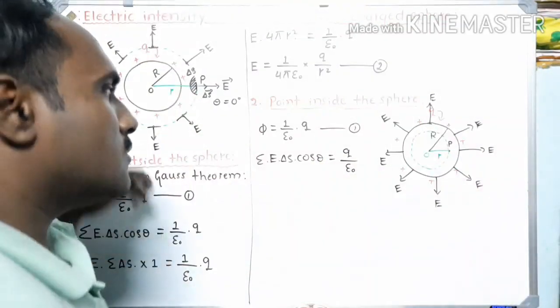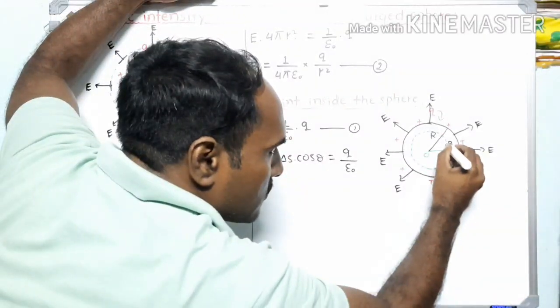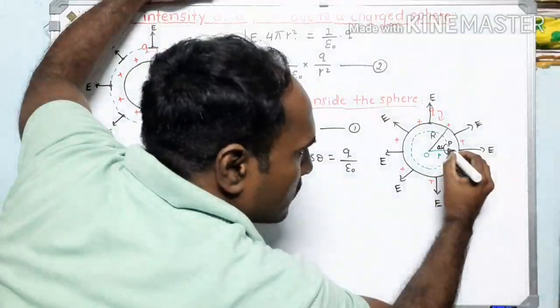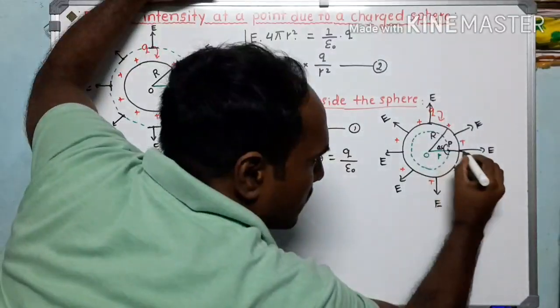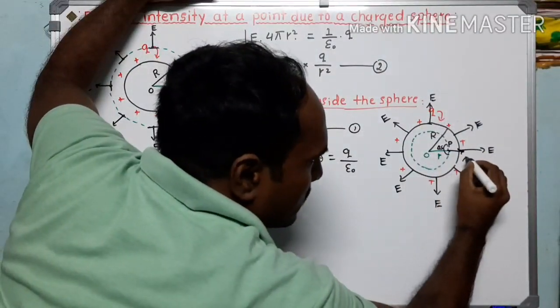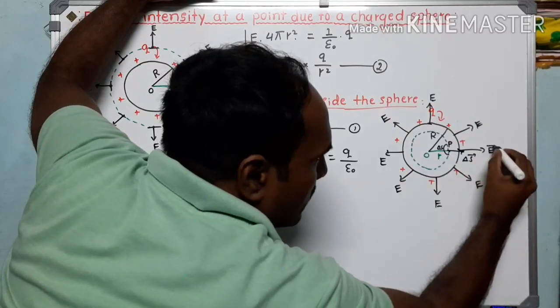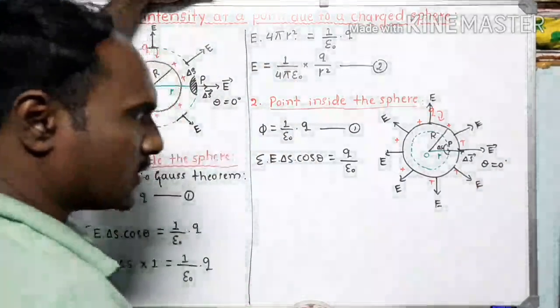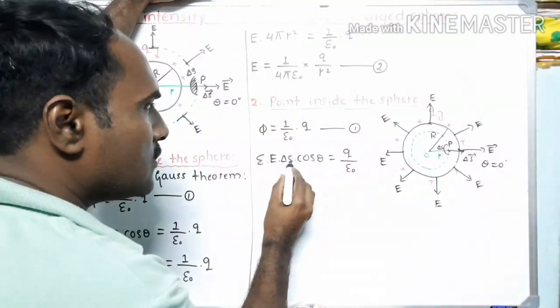My dear students, you know that if I consider a small unit area delta S here, then area vector of this surface is also in this direction. That is delta S vector and area vector. Both are acting in the same direction and theta is equal to 0 degree. Here summation of E into delta S means what?